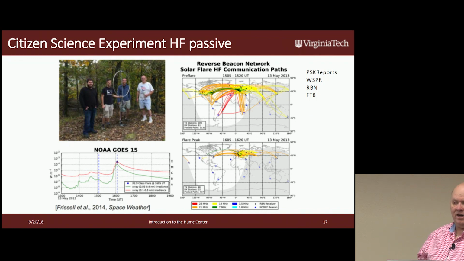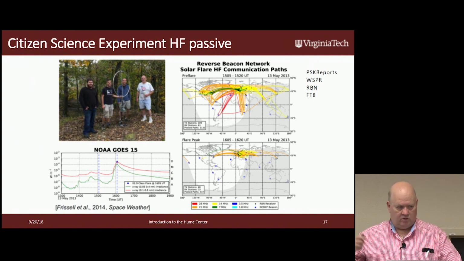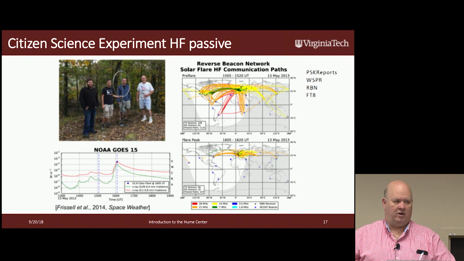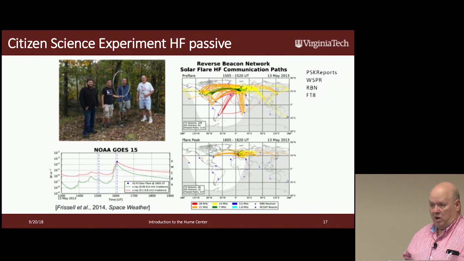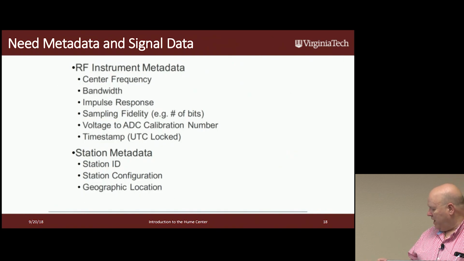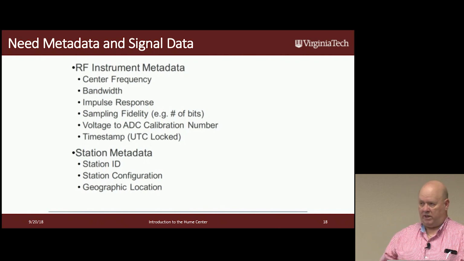And the quality of data that tells you about signal strengths and other is variable, because people might lie about the power they're transmitting, or you don't know what antenna they're using. So there's some variability here we need to work on. So we need metadata to help. So metadata and signal data, all these things are needed: station ID, configuration, geographic location, center frequency bandwidth, etc. All these things need to go into a database.